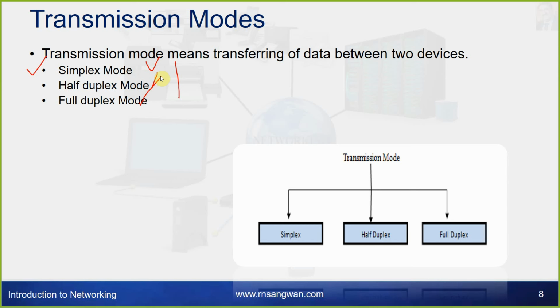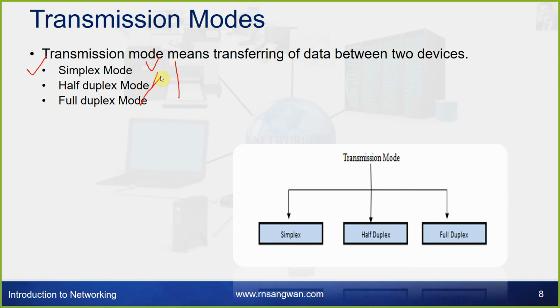When you talk about radio, you can listen, you cannot shout back. Your TV also the same thing. So whether it is radio or TV, it is one way. That is called simplex. If you recollect the example of walkie-talkie, that is called half duplex, because at one point in time only one person can speak. If you are talking, the other person has to listen. He or she cannot talk parallelly, simultaneously. That is called half duplex.